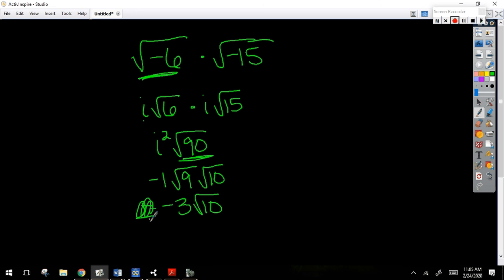Why did you say not 5 and 2? Not 5 and 2, because 5's not a perfect square and 2's not a perfect square. When you split them, you need at least one of them to be a perfect square, because that's how you simplify.